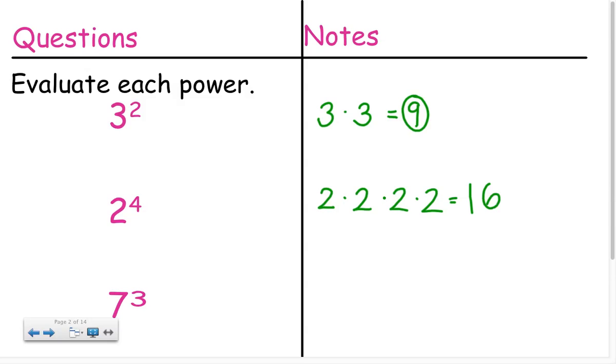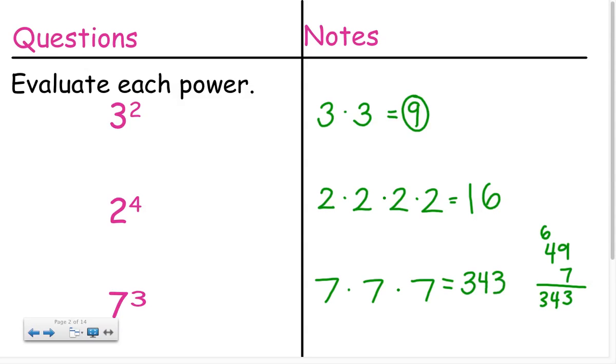And if we have 7 to the 3rd power, we're multiplying 7 times 7 times 7, which if you take 7 times 7, you get 49. If you multiply 49 times 7, 9 times 7 is 63. 4 times 7 is 28. 28 plus 6 is 34. So your answer is 343.